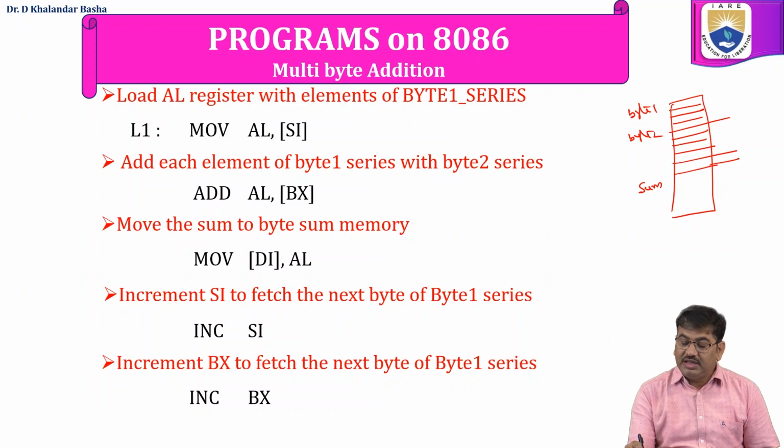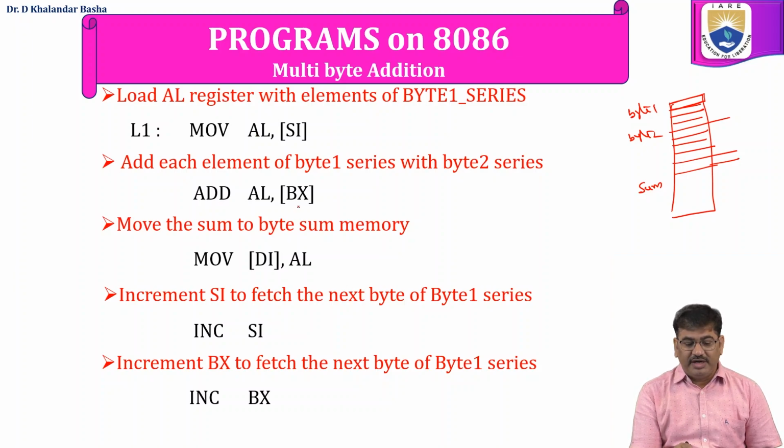For fetching the data of the first address, we are going to load that one into the AL register. For fetching the content of byte 1, byte 0, we use MOV AL, [SI]. So this will indicate the contents of the memory location whose address is specified in the SI register, and that contents will be loaded into the AL register.